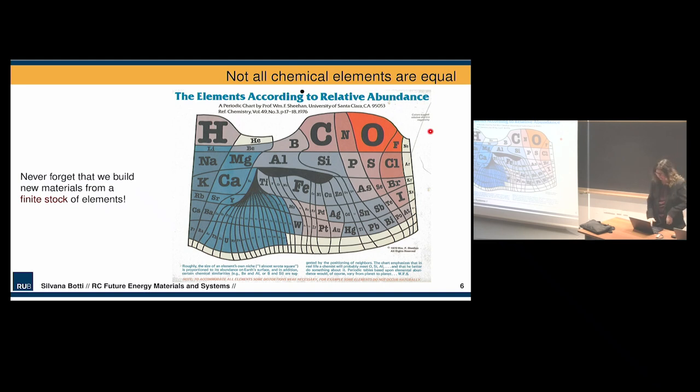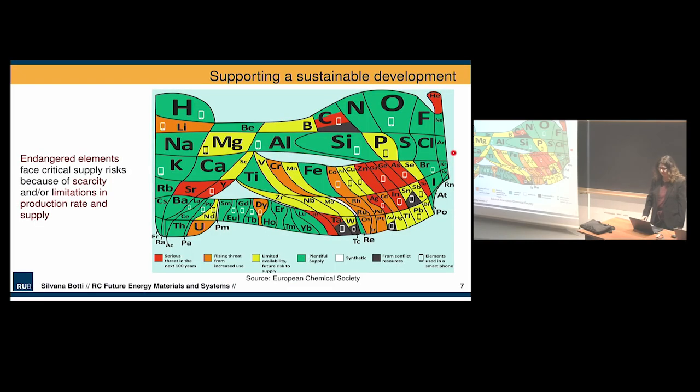And so this is a poster that was in many universities, I think in the 70s, and it's just a periodic table distorted in such a way that the area of each case is proportional to the relative abundance of a specific chemical element. So you see that there are very big differences between the different chemical elements.